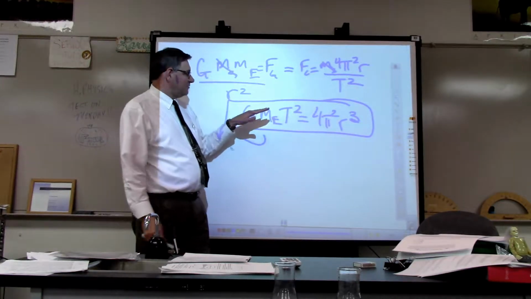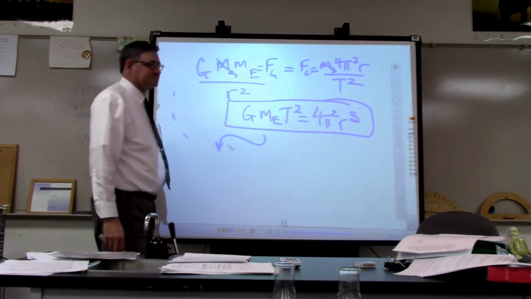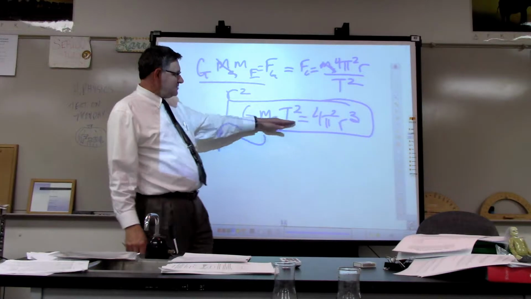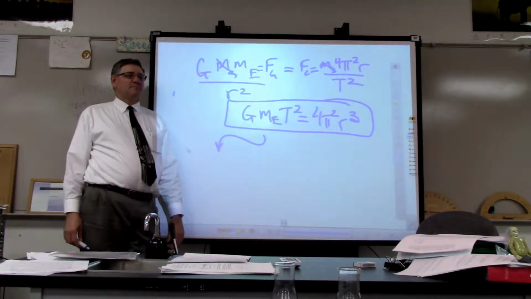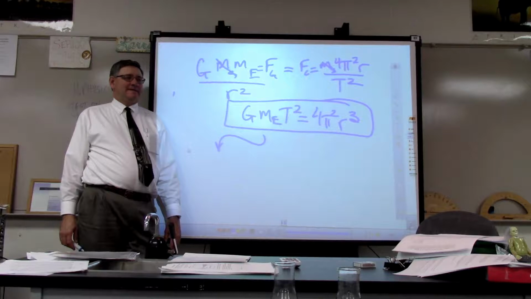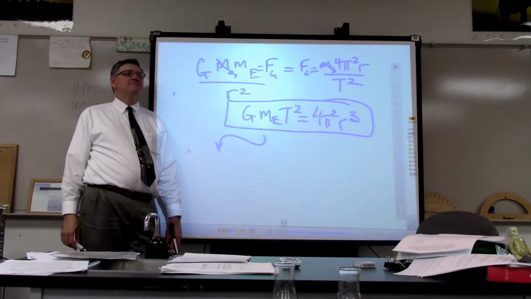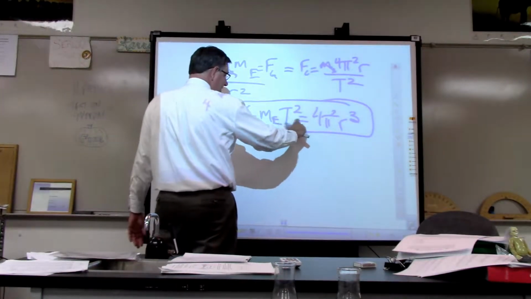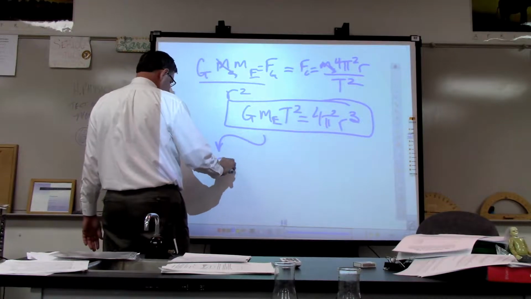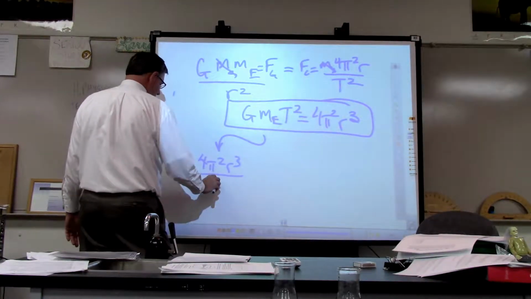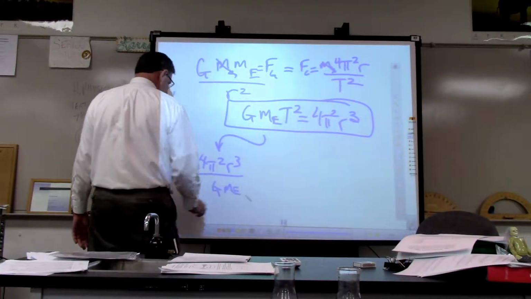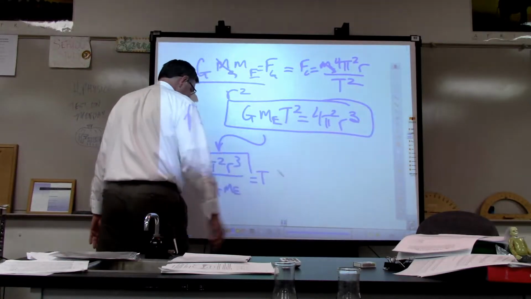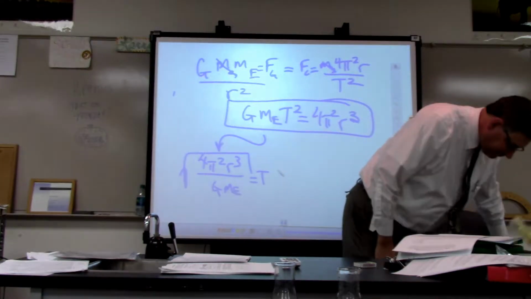I want this solved for period. I want T by itself. So I've got 4 pi squared r cubed over big G mass of the Earth, and then I'm going to take the square root of all of that. There's T.